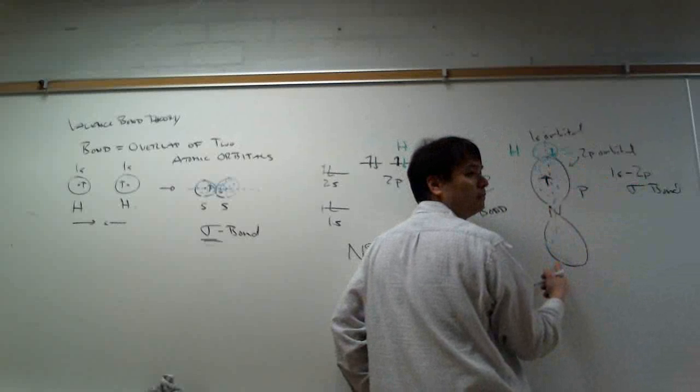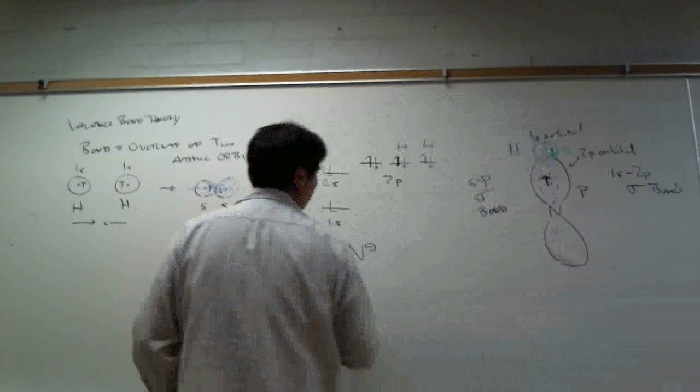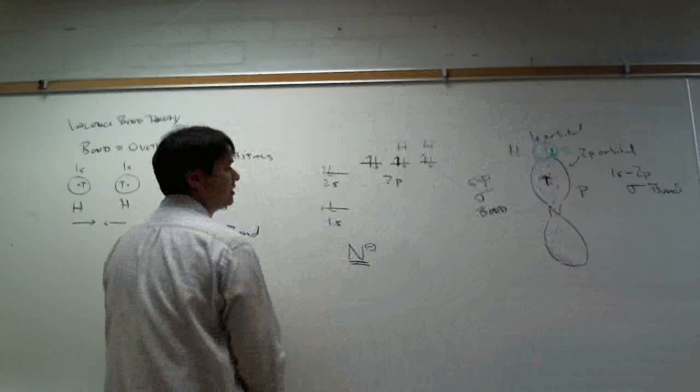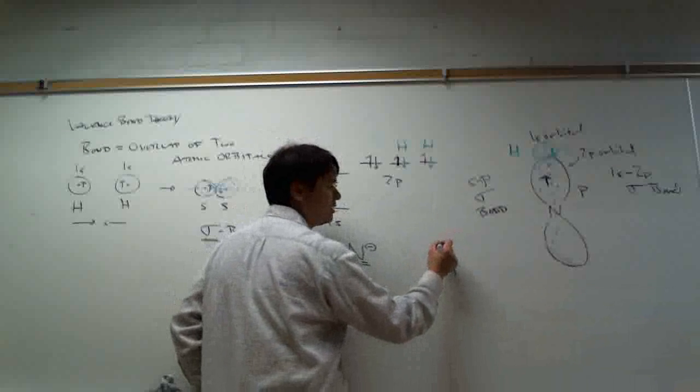But over there, you don't have the hydrogen on the 1s. In the energy diagram, you have it on the 2p. This is the energy diagram for nitrogen. The energy diagram for hydrogen looks like this. What's the valence orbital on hydrogen?